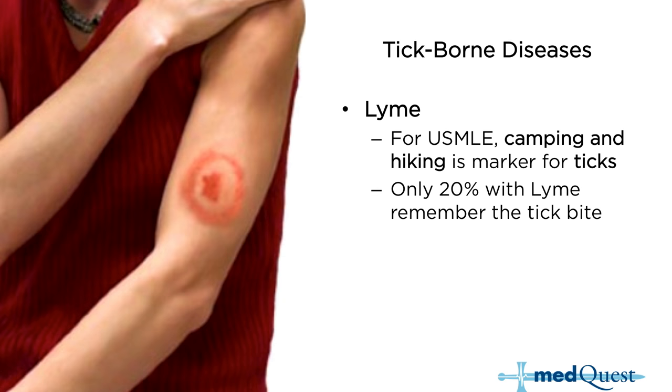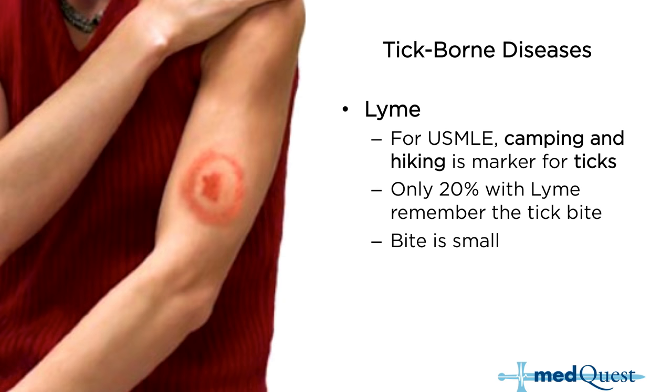Now remember, very small number of people remember the Lyme tick, because the Ixodes scapularis ticks are so small that even if you have an engorged nymph, it's so small you don't remember it.